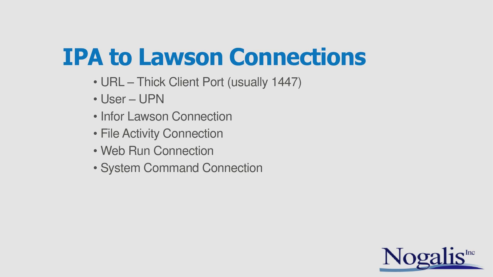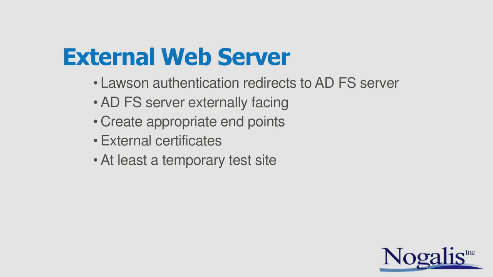Infor has us configure what is called a fit client, and it has a separate, unique port set up with it. Usually Infor asks that the port be 1447 just to maintain consistency. And the user is still going to use user principal name. So you'll set up that fit client connection, and in all of your IPA to Lawson connections, you'll have to use the LSS. You still have the web base URL, but you'll add the fit client port to that, and then your user will be using user principal name.